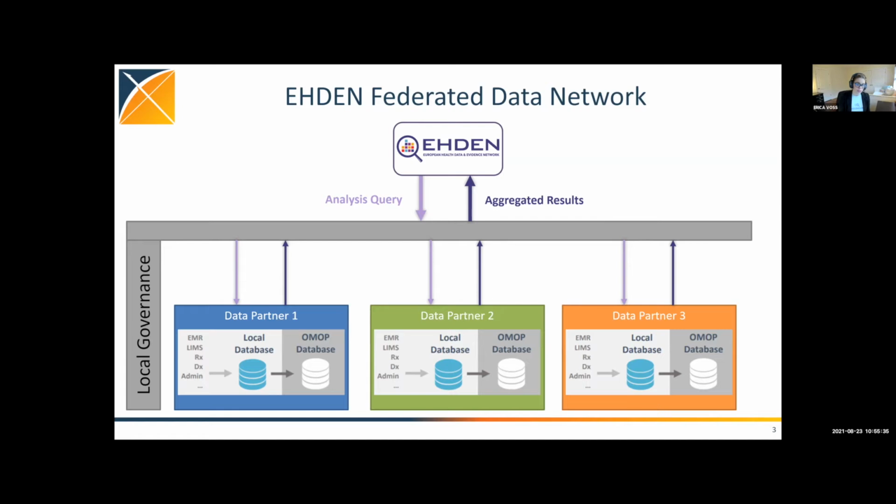And the way this works is institutions that have clinical data will convert their data to the OMOP Common Data Model. They will maintain their data within their own institutions, and then EHDEN can act as a broker to share standardized code along with a protocol that data partners can choose to participate and send back aggregated results. Because everybody is standardized, we're able to perform network-based research. However, because the data can stay within the individual data partners, they can maintain local governance.